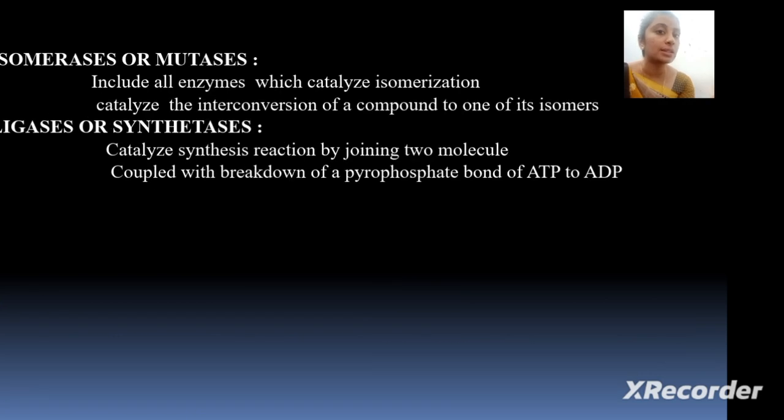The next enzyme is isomerase or mutase. This includes all enzymes which catalyze isomerization, the interconversion of a compound to one of its isomers. The next enzyme is ligase or synthetase, which catalyzes synthesis reactions by joining two molecules. The name synthetase represents synthesis of something. The synthesis reaction joins two molecules, coupled with the breakdown of the pyrophosphate bond of ATP to ADP.